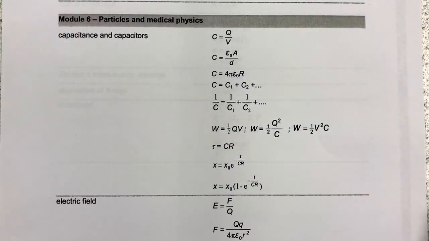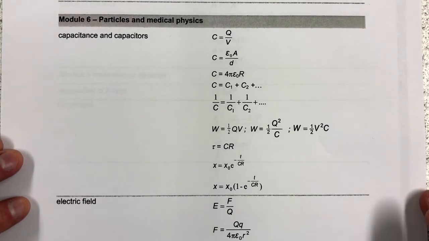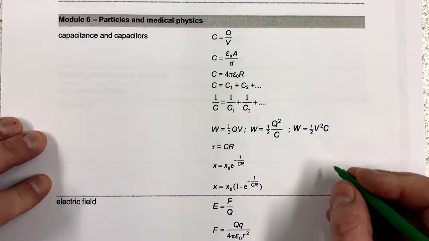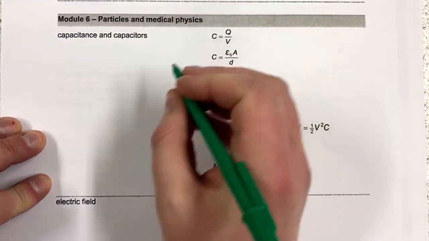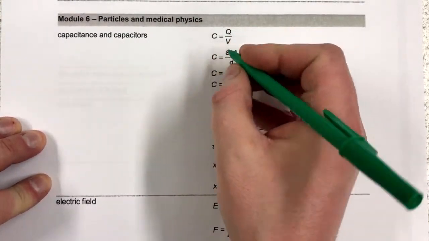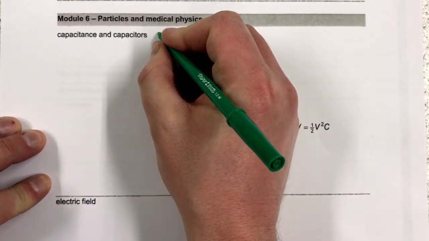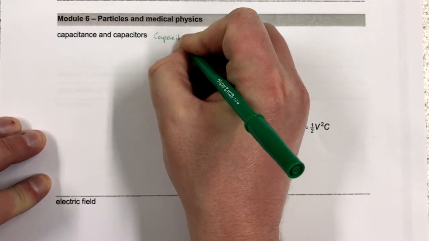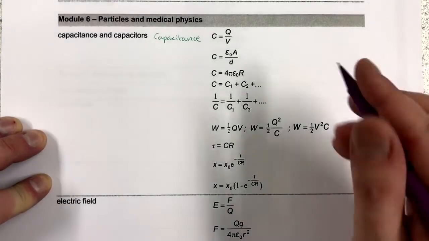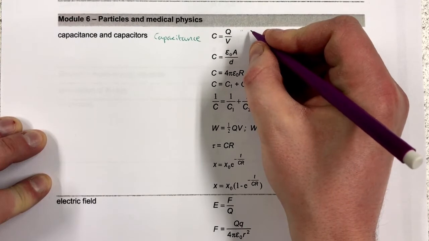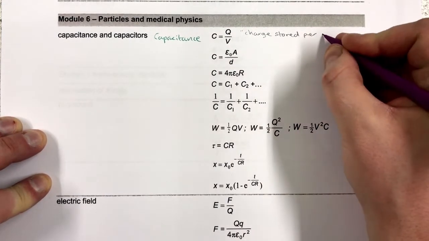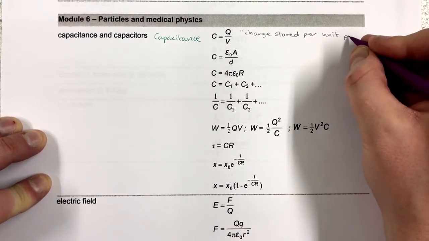Let's start with the M6 module, Module 6, Particles and Medical Physics, and the first section is capacitance and capacitors. And the first thing we have at the top here is an equation, C equals Q over V, C for capacitance, Q for charge, V for potential difference. And this is actually the definition of capacitance. You would say that definition as: capacitance is the charge stored per unit potential difference.